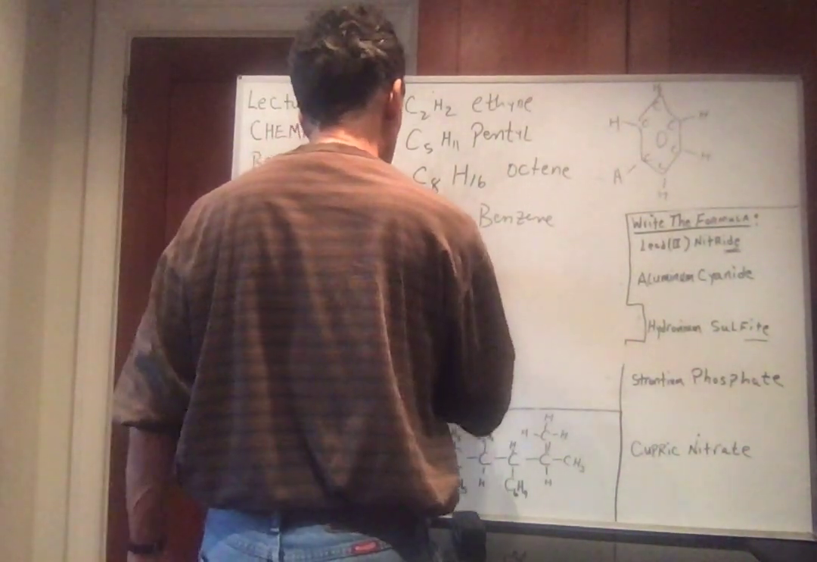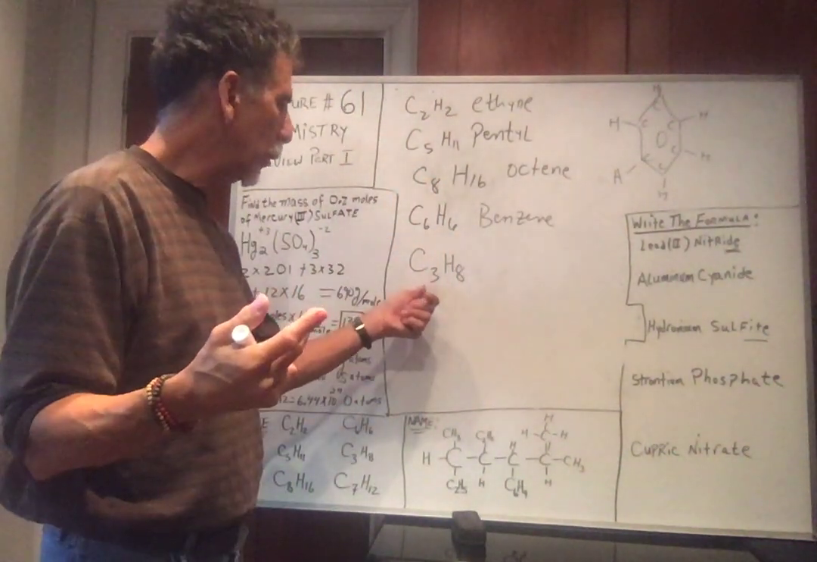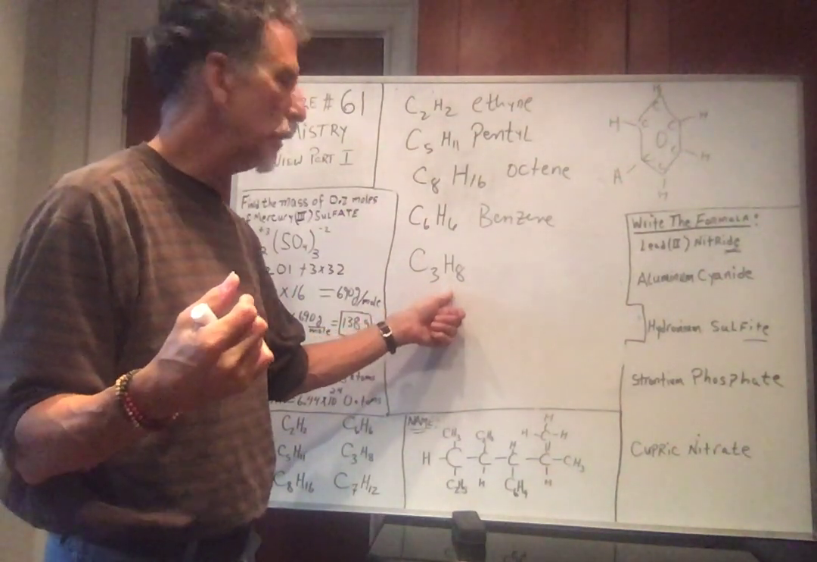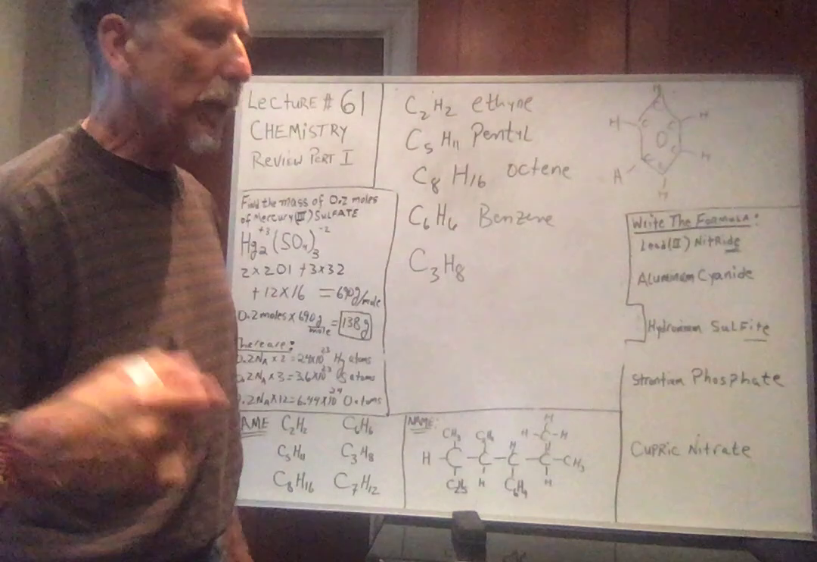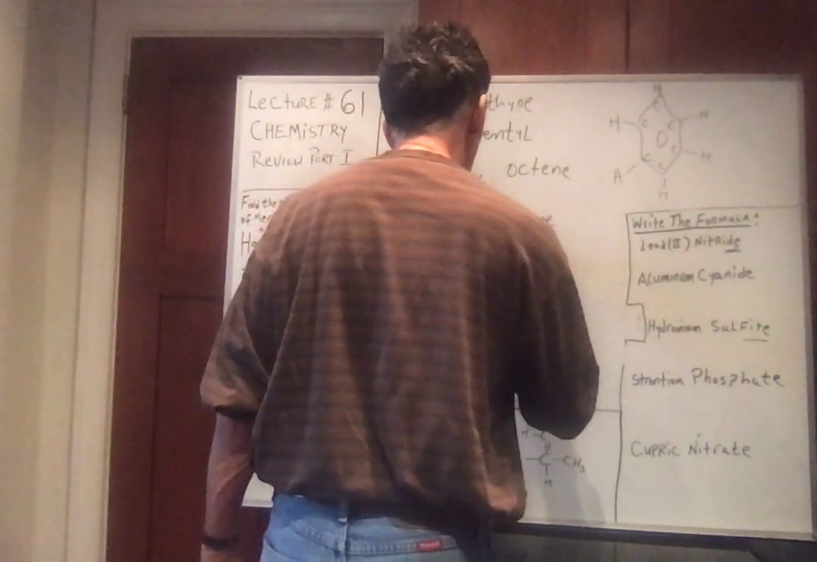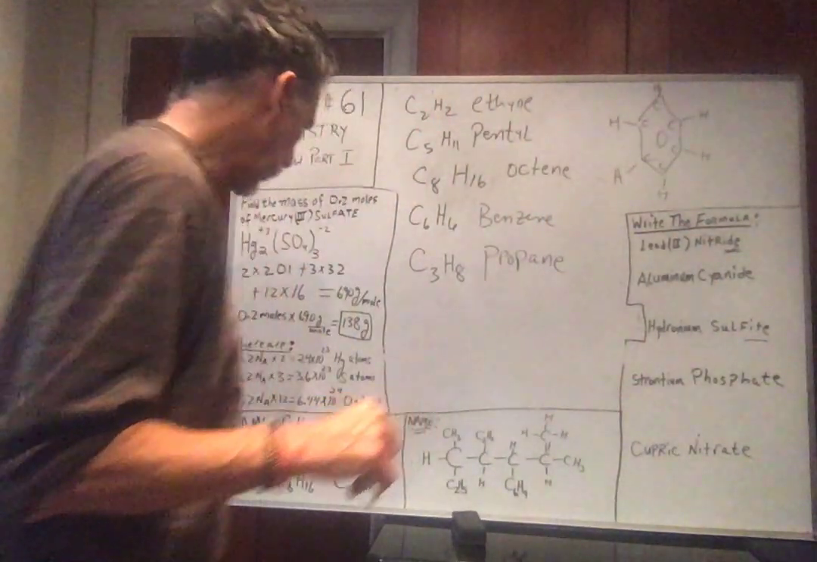C3H8. Okay. MEP, this is a prop. 2N plus 2, N is 3. 2 times 3 is 6, plus 2 is 8. 2N plus 2 is an alkane, MEP, so this is propane. You remember where propane is used? In a gas tank to do your barbecuing.